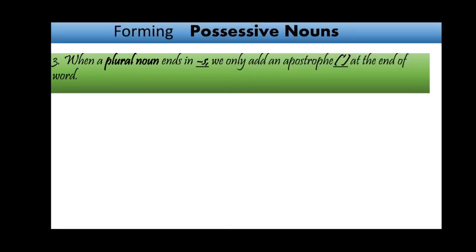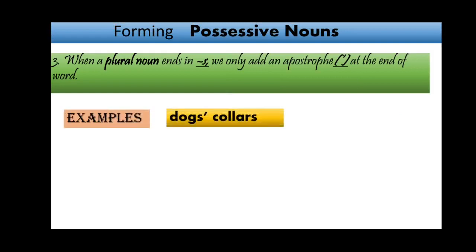I hope you remember it. Let's have a look at the examples. Here, the example given is dogs' collars. So here we are simply putting an apostrophe at the end. We need not add apostrophe s here. Children, always remember this is a plural noun ending with s, so we are only going to add an apostrophe at the end. Yes, the second example shows tractors' engines. So here also we simply need to add an apostrophe.